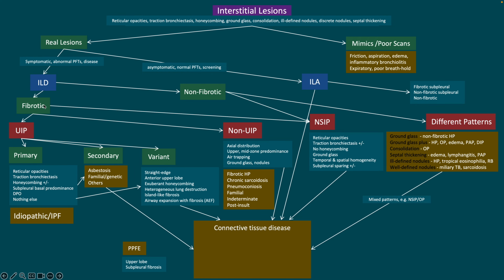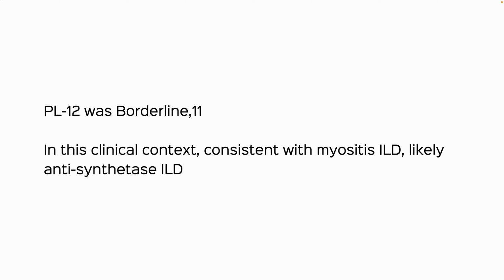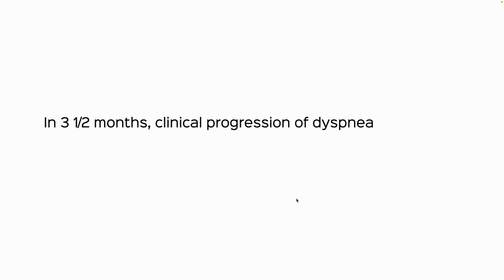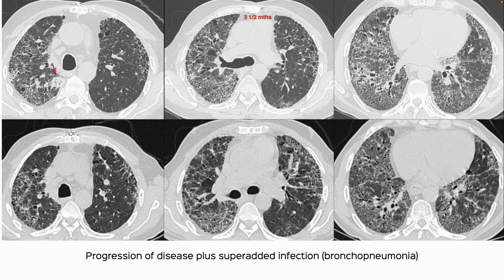So we have an ILD, it is fibrotic, and there is enough to suggest that it's a UIP or a fibrotic NSIP pattern with many variant features and therefore likely connective tissue disease ILD. PL12 was borderline, and in this clinical context, it is consistent with myositis ILD, likely one of the antisynthetase ILD. In 3.5 months, there was clinical progression of dyspnea, and the patient came on Saturday for a follow up scan, and I saw it today.